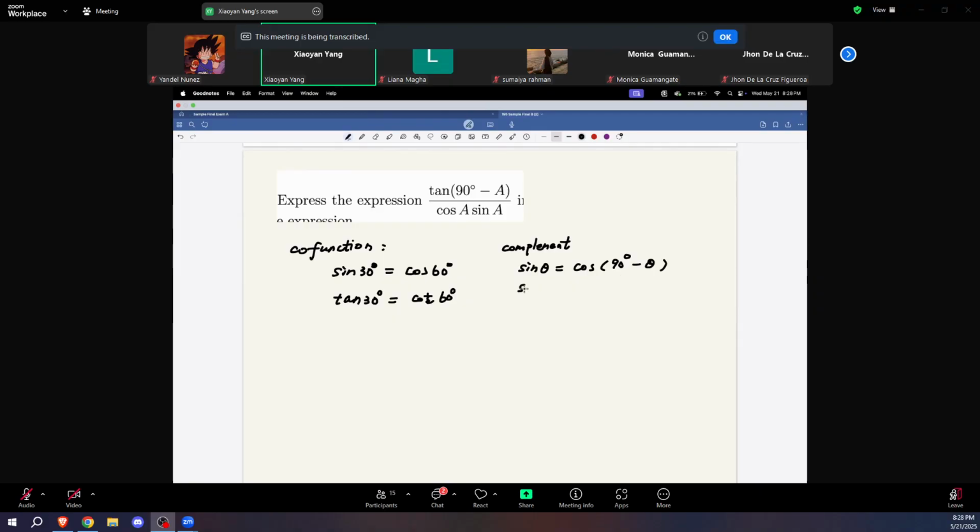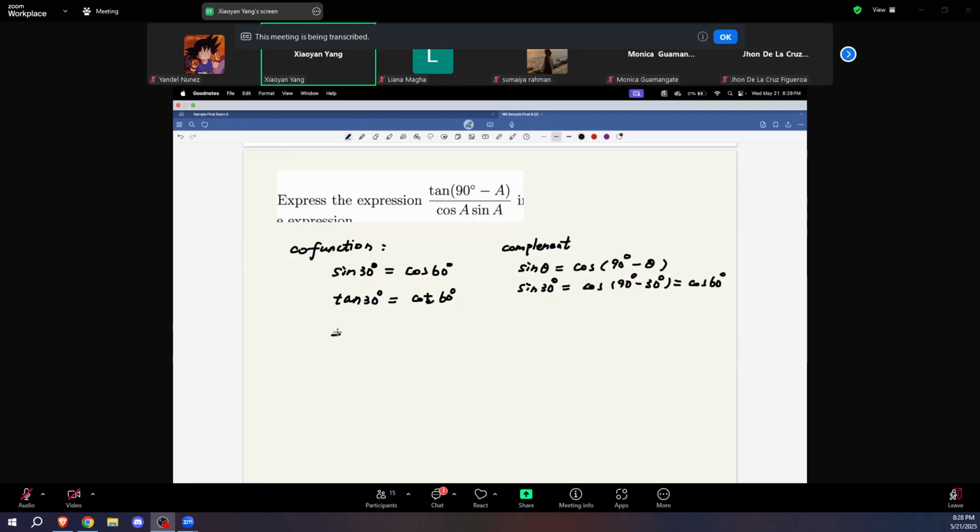So just implement sine 30. Theta is replaced by 30. So this equals cosine of 90 minus 30, which gives you cosine 60. Okay? So this is the same. Now I tell you, sine is cosine, cosine is sine, tangent is cotangent.